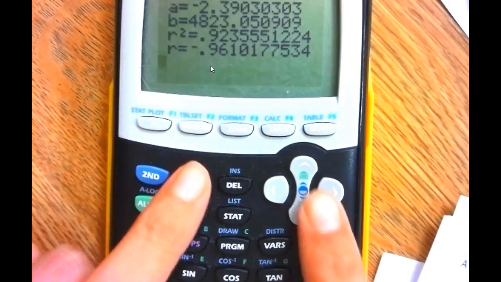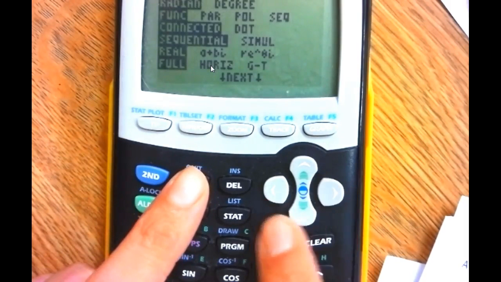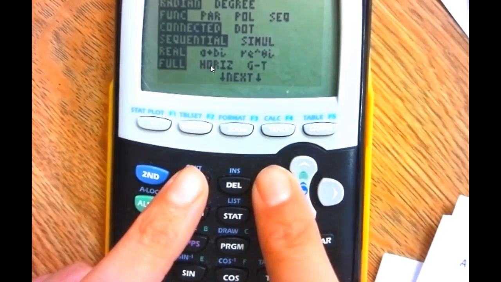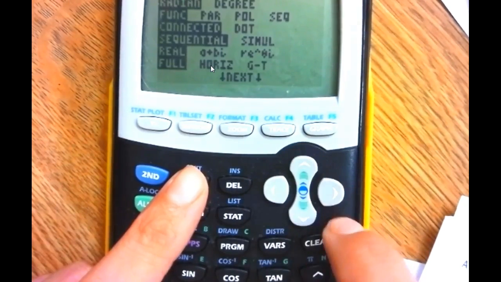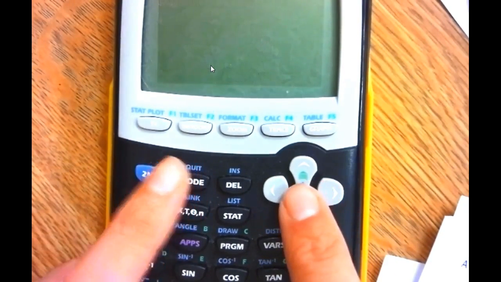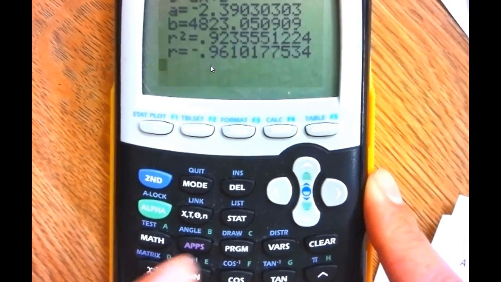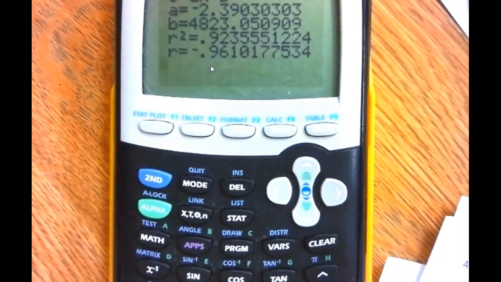If your data is rounding, you can go to Mode and change it to float instead of at a certain decimal. You need at least 3, like on your quiz or test coming up. So if you want to round it, you can round it to 3, but not less.